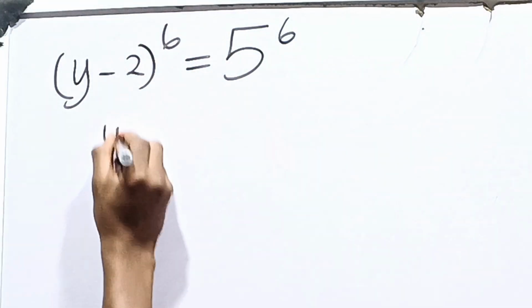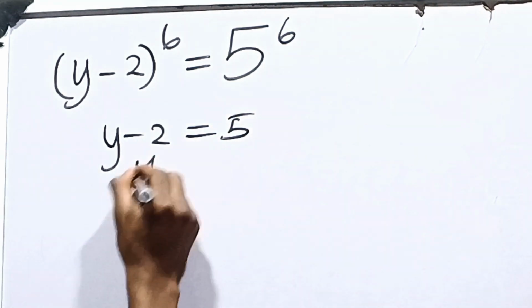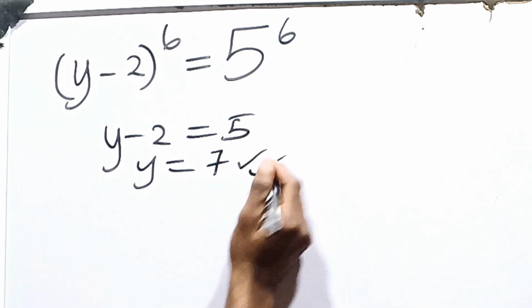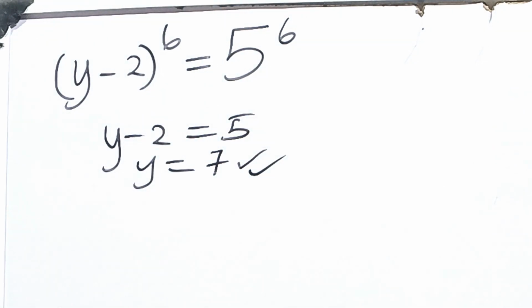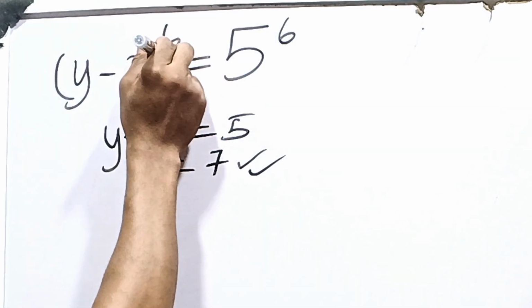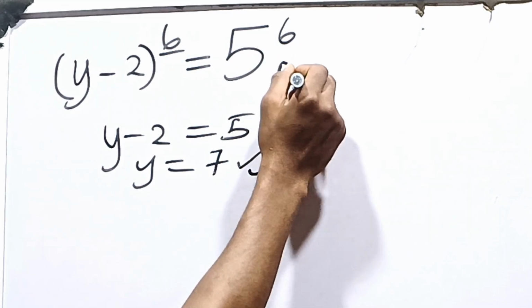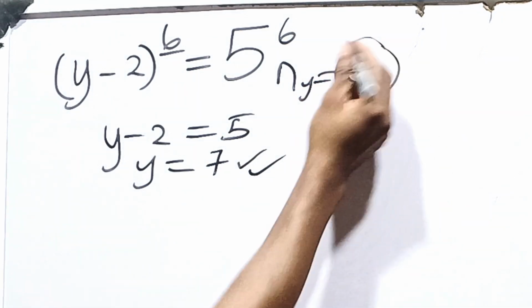equate the bases. So y minus 2 will be equal to 5. Then you have that y is equal to 5 plus 2, which is 7. Alright? This is not wrong in any way. In fact, this is even one of the answers for y. But then, looking at this, we see that the highest power of y here should be 6. Okay? The highest power of y being equal to 6 simply means that you should have 6 answers.